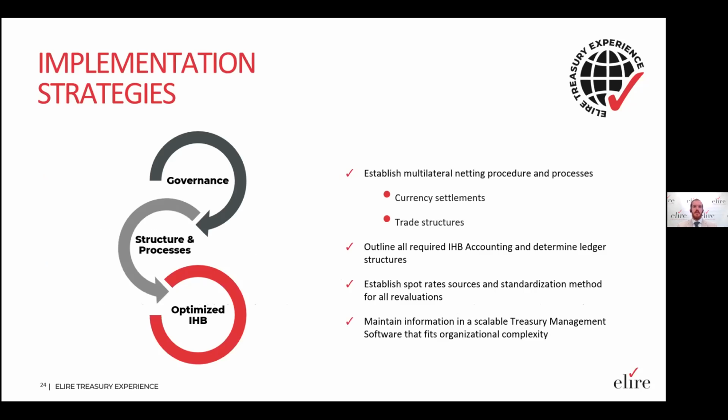When we have all that in place, when we have a key look at all of our governance and our structures and processes, we've established now our multilateral netting procedure and processes. We can now transact any currency settlements. We can do things like implement our trade structures. And again, it outlines all of this accounting that we need to post.